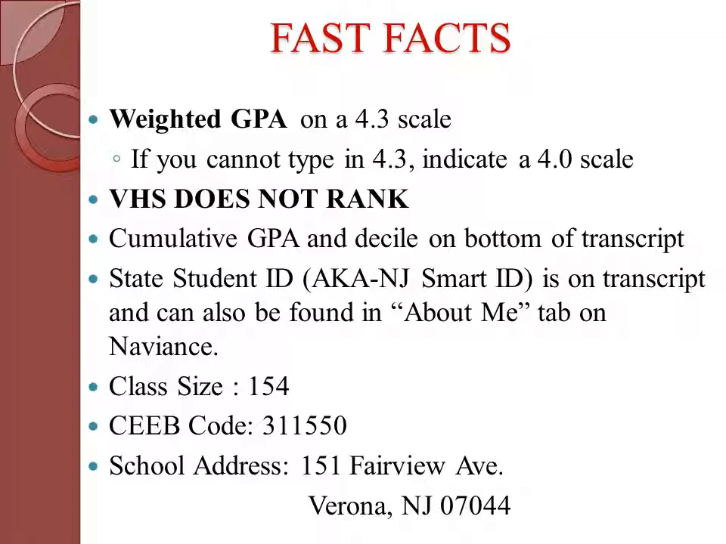Here are some fast facts to help you complete your college application. Verona High School uses a weighted GPA on a 4.3 scale. If you cannot type in 4.3, you can indicate a 4.0 scale. Verona High School does not rank its students. Your cumulative GPA and decile will be on the bottom of your transcript. Your state student ID, which is also known as your NJ Smart ID, is on your transcript and can also be found in About Me tab on Naviance.